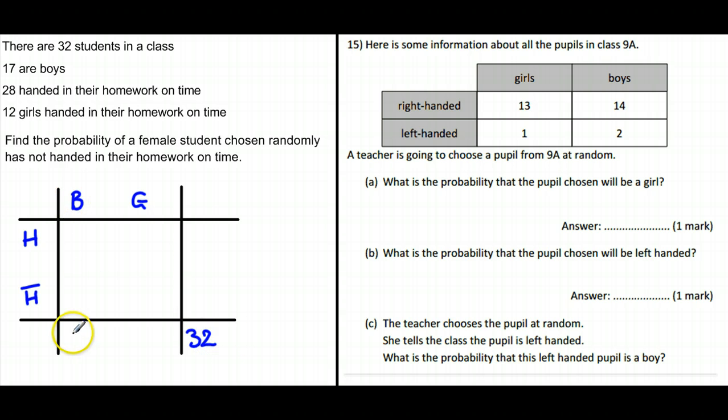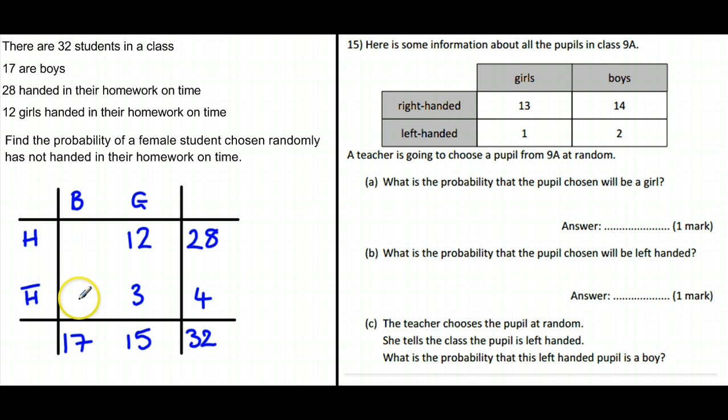17 are boys, so the number of boys is going to be 17. 28 handed their homework in on time, and 12 girls handed their homework in on time, so that's 12. So that's the information we've got, and then it's just a case of filling in the gaps. Well, there are 17 boys, 32 students, so there should be 15 girls. We know that 12 of those girls handed their homework in on time, so 3 of them didn't. The 28 students handed their homework in on time, so that leaves 4 who did not.